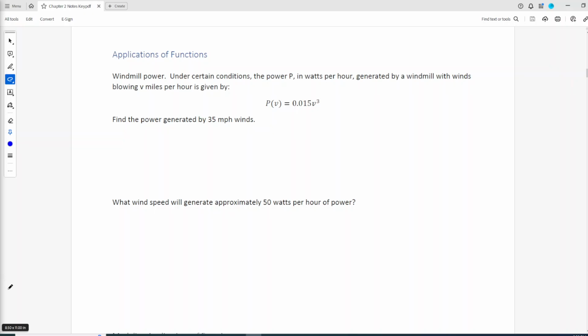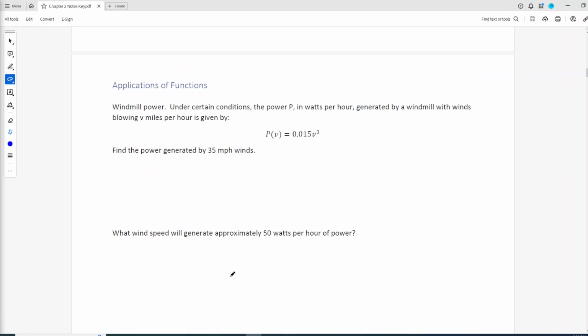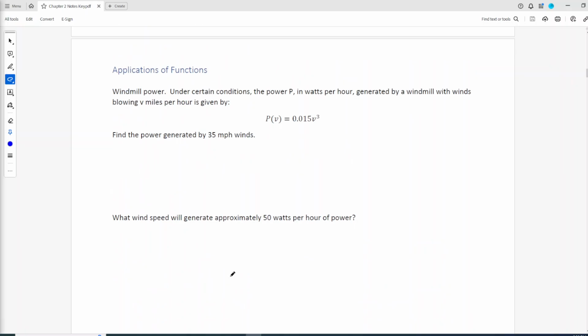This last video in tutorial 1 is going to be on applications of functions, as well as, I think the title is modeling applications of functions. So I just put it under the heading applications of functions. But what it is that you're going to be given an equation that's an application. So it's going to apply to a scenario, and you're going to be asked to solve for things.